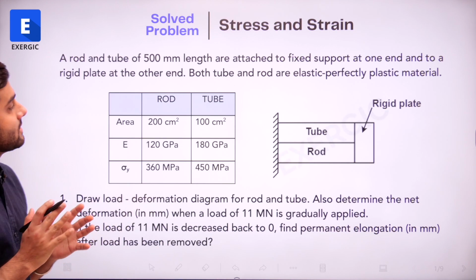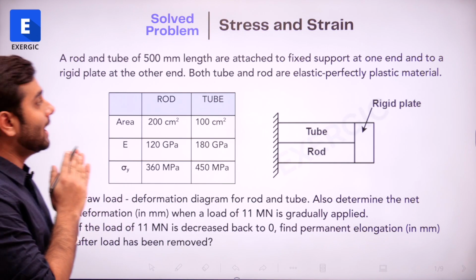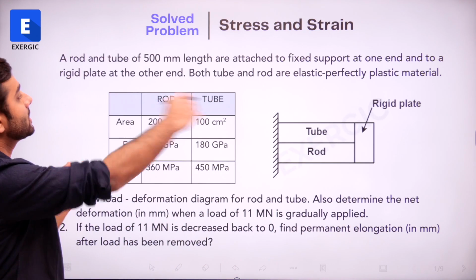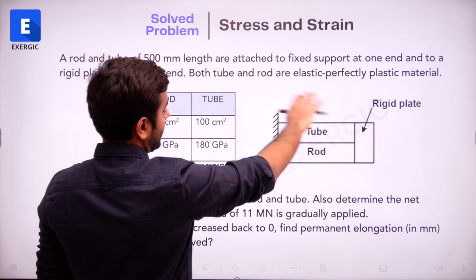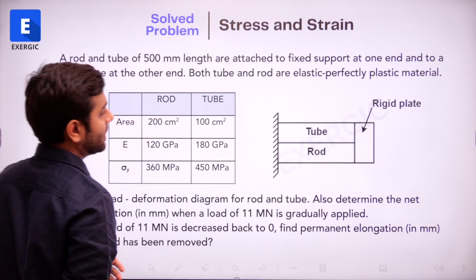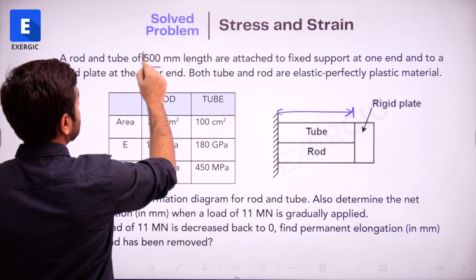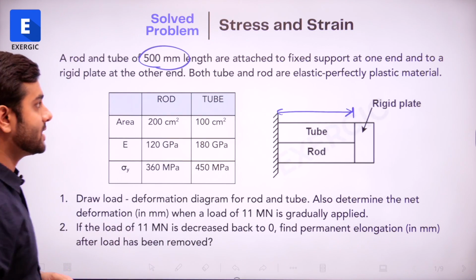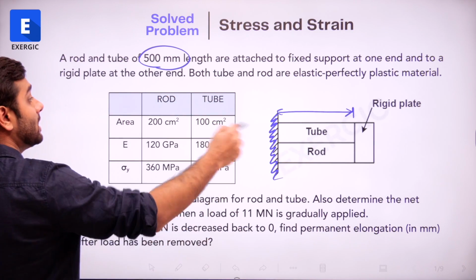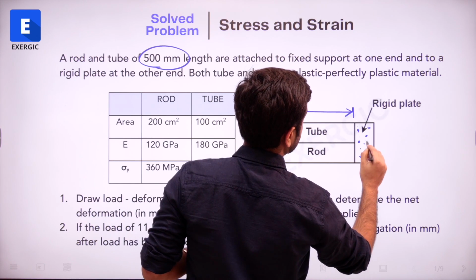So the problem says that a rod and tube of 500 mm length are attached to a fixed support at one end and to a rigid plate at the other end. As you can see in the diagram here, one component is mentioned as tube, the other component is mentioned as rod. You can see that both of their lengths are equal and that length is 500 mm as given in the question. At one end it is attached to a fixed support and at the other end it is attached to a rigid plate, both of them.